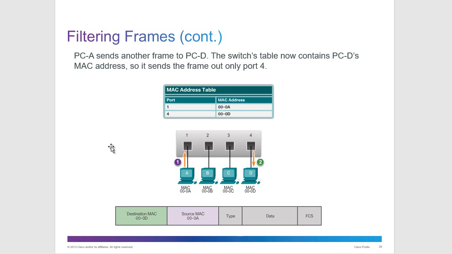Let's see. It sends another one to D. Now that it knows D, it won't come out the other ones. Since it's in the MAC address table, it just goes in 1, out 4. That's how it would go.